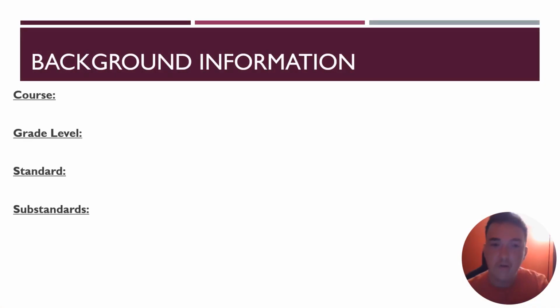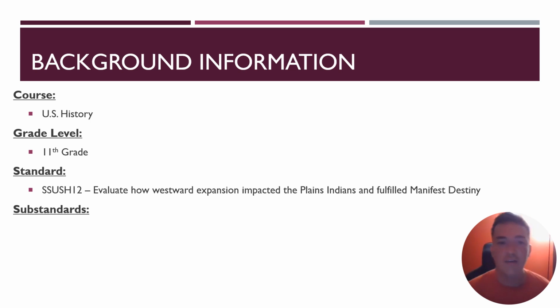So background information, as I was just saying a little bit ago, the course is U.S. history, which in my school district is 11th grade. The main standard is SSUSH 12: Evaluate how westward expansion impacted the Plains Indians and fulfilled Manifest Destiny. That final part especially is in a unique spot because the Plains Indians conflicts last years post Civil War, but then we talk about Manifest Destiny pre Civil War, so it's in almost an awkward spot.